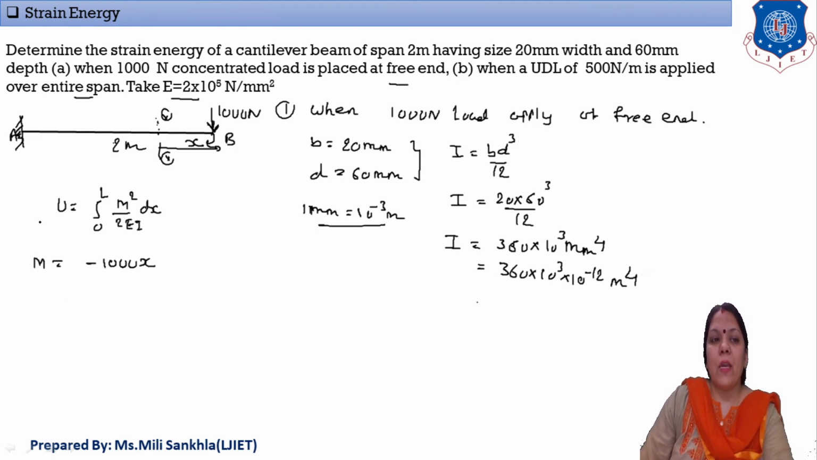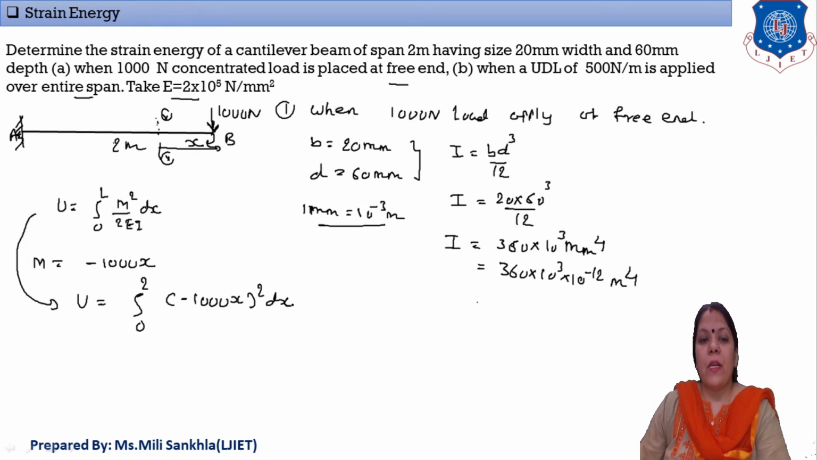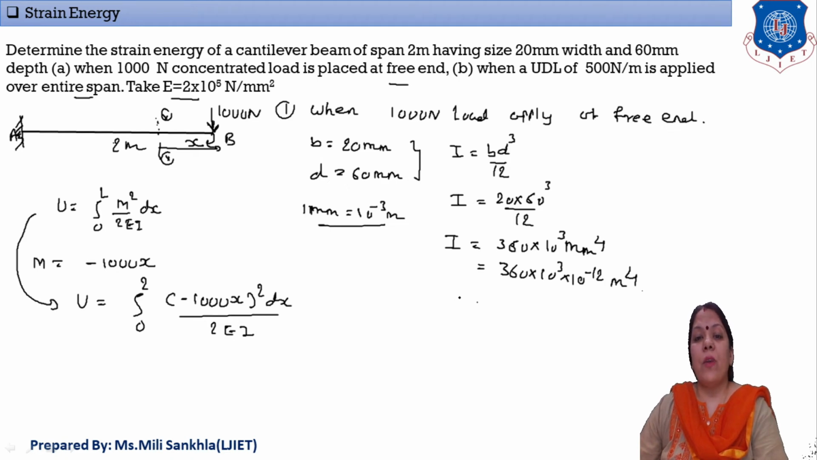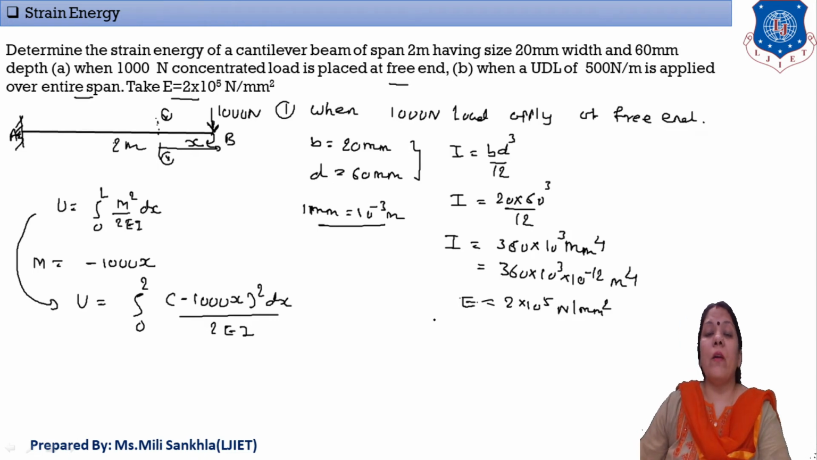Clear? Now simply here I put this value. U is equal to the limit of 0 to L, and the equation of M is equal to minus 1000 x, squared, dx, and divided by 2EI. Okay, now again, what is the value of E given? E is given as 2 into 10 raised to 5 Newton per mm square. And again we convert this mm square into meter square.